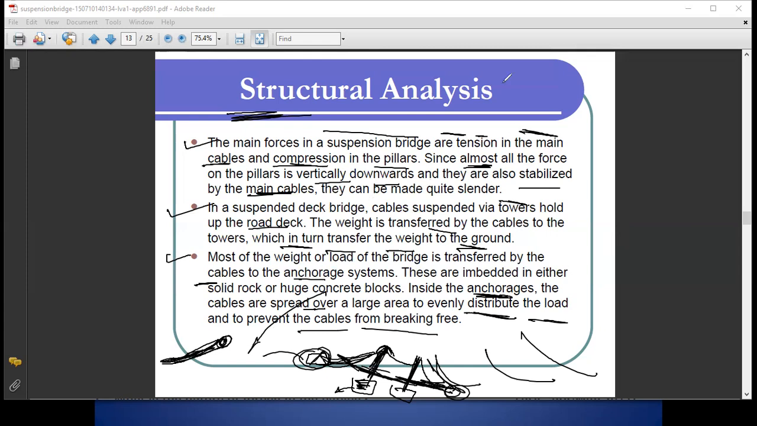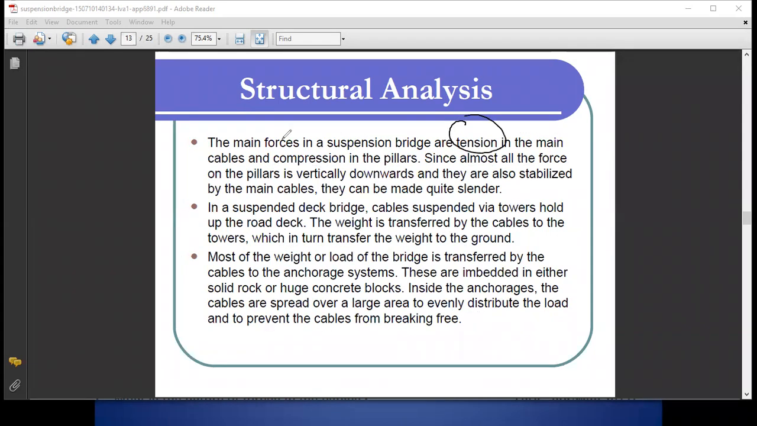Okay, the main force which is carried by the cable is tension, and the load which is carried by the pillars is compression. Whatever load is carried by the pillars will be transferred to the foundation, right? Then in case of suspension bridges, the cables are suspended through the towers, which hold up the deck slab, so whatever weight is transferred by the cables to the towers will then be transferred to the ground. So most of the load or weight of the bridge is transferred by the cables to the anchorage system, and then to the solid rock or the concrete block. Whatever anchor cables are there will be spread over the larger area to prevent the breaking of the cables, right?